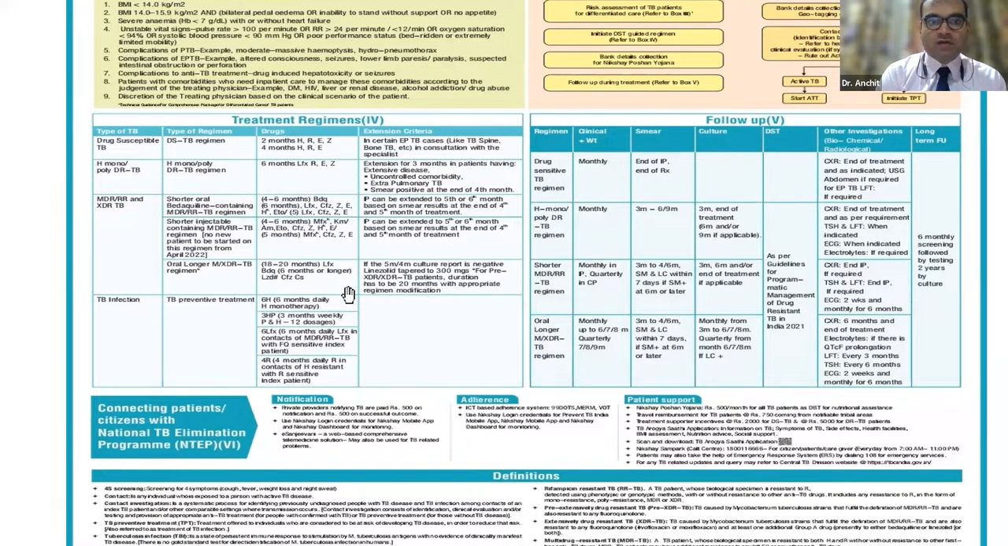We also have something known as TB preventive treatment now. For all the contacts of TB patients, we give either 6 months of daily isoniazid monotherapy or 3 months of weekly rifapentine and isoniazid therapy, that is once a week dose. Such 12 doses are to be given. Or 6 months of daily levofloxacin is to be given to all contacts of MDR or RR-TB patients with a fluoroquinolone sensitive index case. And 4 months of daily rifampicin can also be given to the contacts of those who are suffering from H-mono-resistant TB.